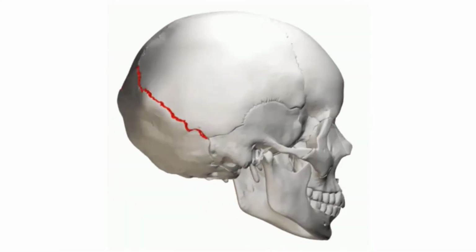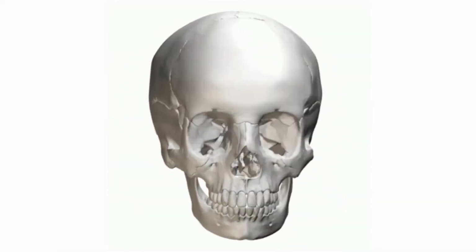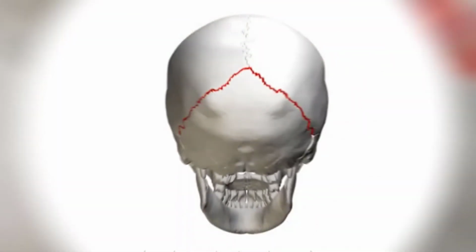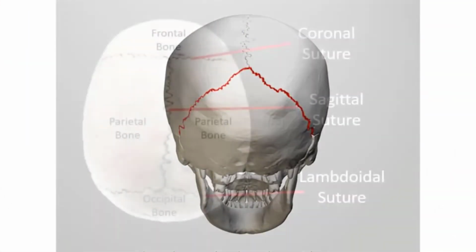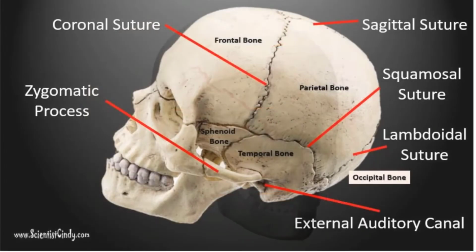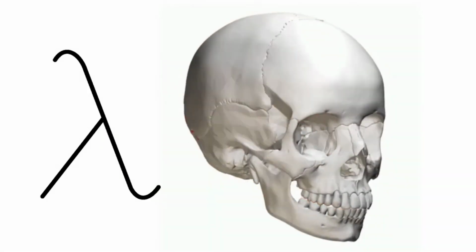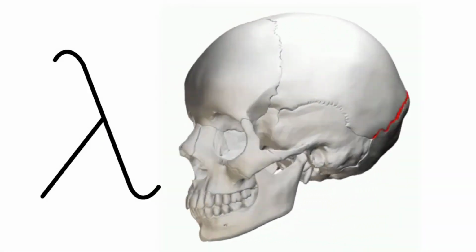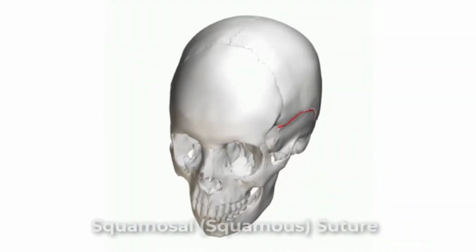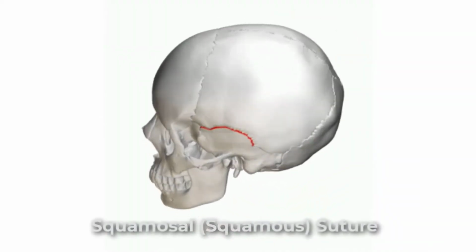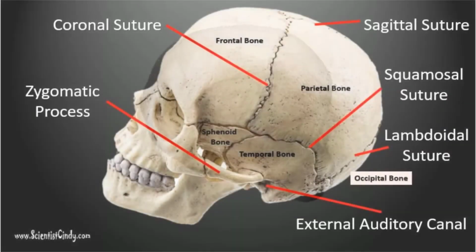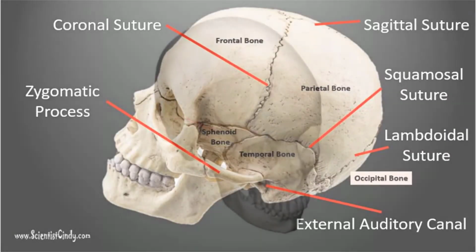On the posterior skull, the sagittal suture terminates by joining the lambdoidal suture. The lambdoidal suture joins the occipital bone to the right and left parietal bones and the temporal bones. This suture is named because it resembles the Greek letter lambda. The squamous suture is located on the lateral skull. It unites the squamous portion of the temporal bone with the parietal bone.